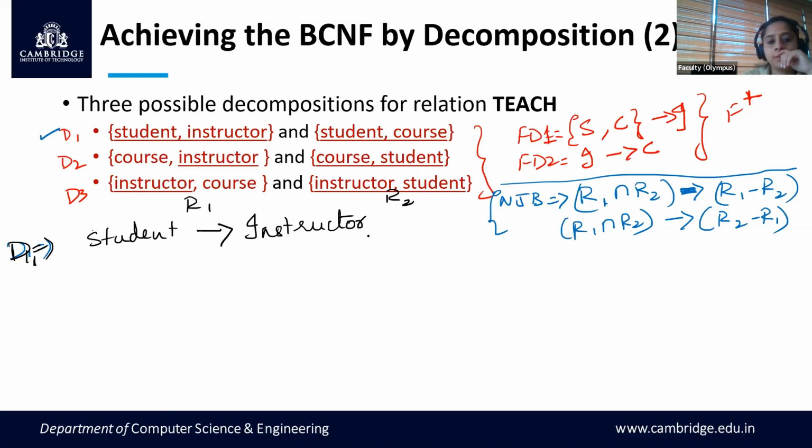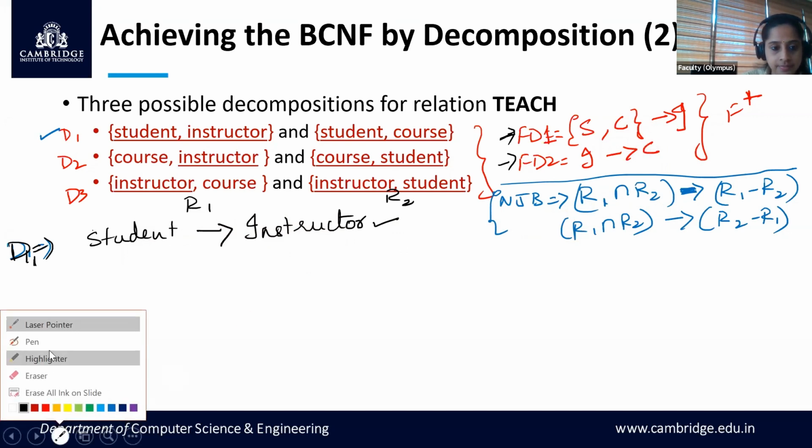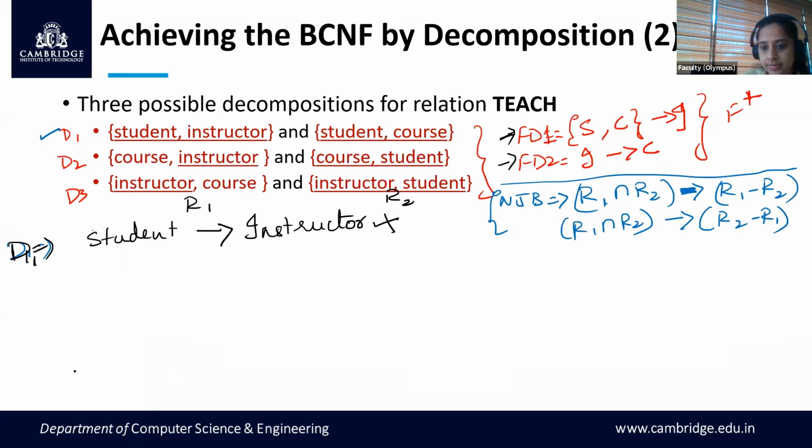Now just check whether this dependency is present in any of the given functional dependencies. Student determines instructor. Is that present? No, it's not present. Correct. Now I've written it in red color, on the right side top. So which one should I check? See, I've given a pointer now. These are the FDs given for the table, and I have to check whether the FD derived from the NJB property is present in the FD set. It is not present, right? So I can't do this. Go for the second one.